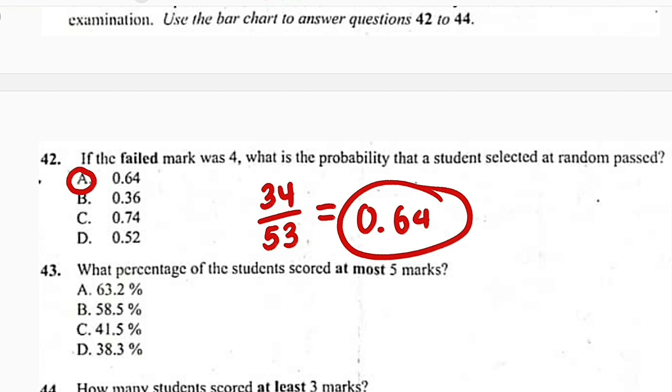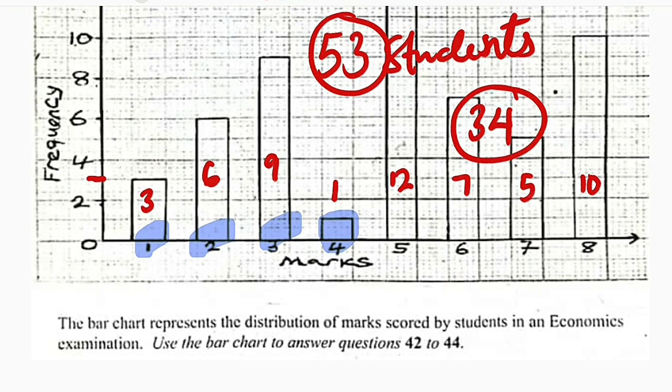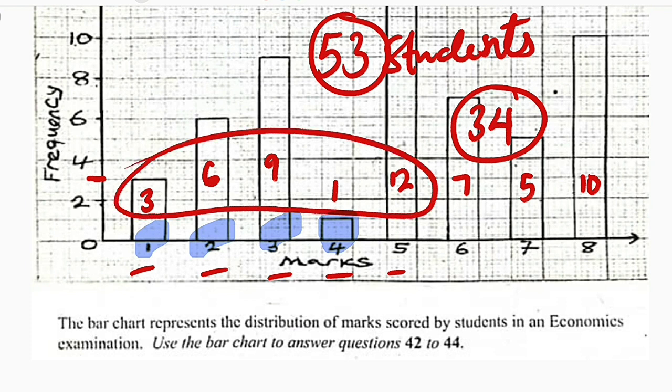Question number 43 reads, what is the percentage of the students that scored at most 5? At most 5. What does that mean? The highest a student can score is 5 and downward. So a student could score 1, 2, 3, 4, or 5. So we need to find the number of students that scored marks between this range, 1 to 5, thereby adding all these numbers together. So they are 31 in number.